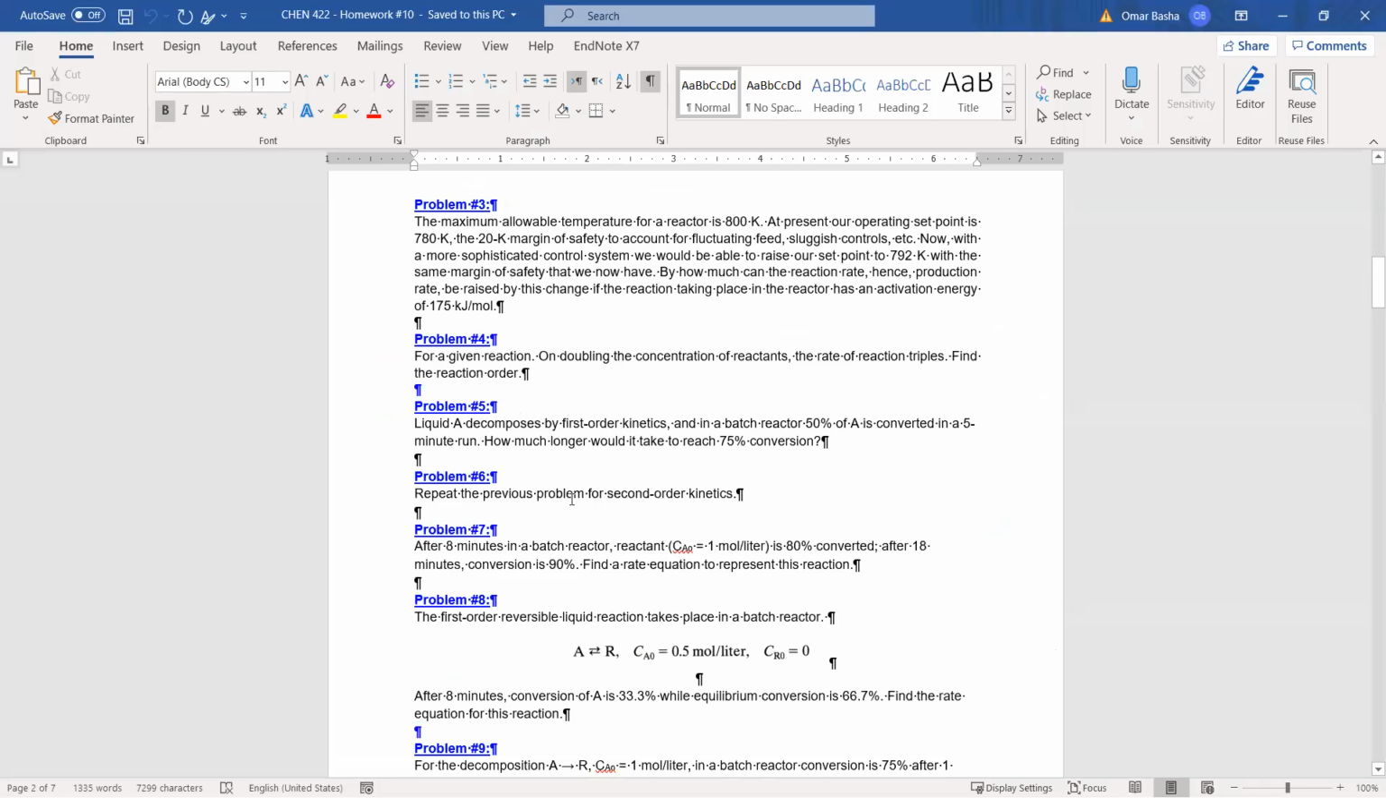Okay, let's move on to the next problem. Problem number 6. Repeat the previous problem for second order kinetics. That's fine. So this is problem number 6.